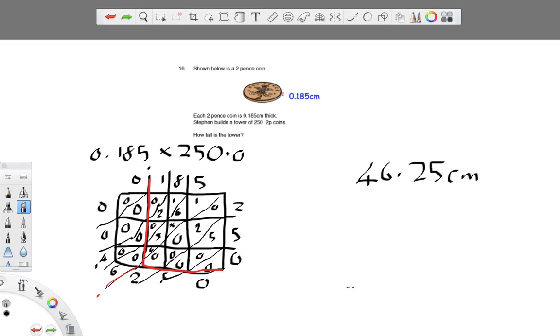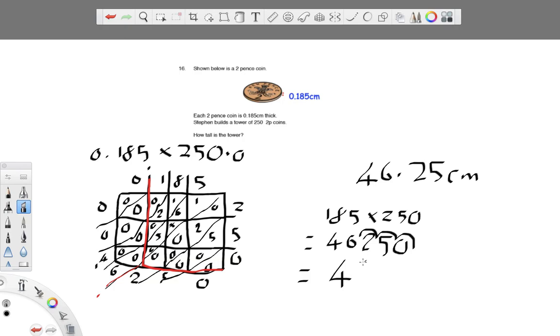centimetres. I said that we could use a slightly different method, and we could here. What we could do is work out 185 times 250, and that would have been 46,250. And to get 185, we've moved the decimal place 1, 2, 3 times, so we'd have to move our decimal place back to the left 3 times. So 1, 2, 3. And then obviously we arrive at the same answer, 46.25 centimetres.